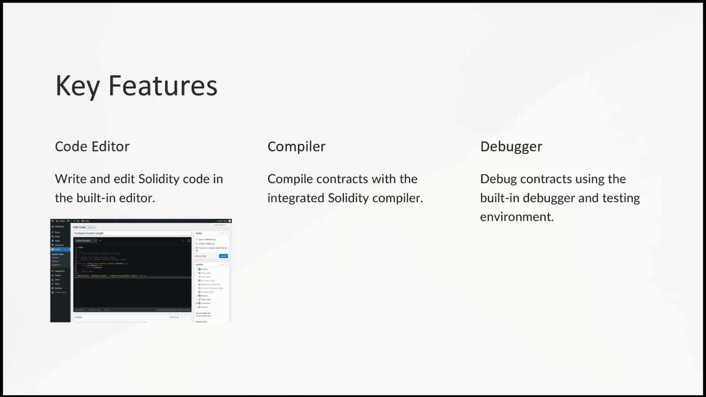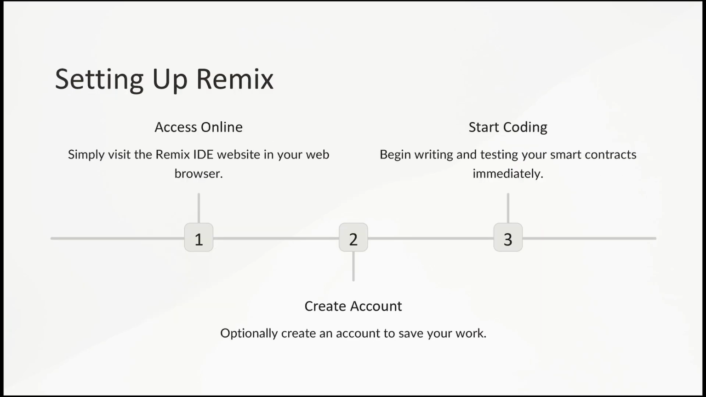Its key features include a built-in code editor, a compiler, and a debugger for writing smart contracts. To set up Remix, visit the Remix IDE website and begin writing and testing your smart contracts immediately. You can optionally create an account to save your work.